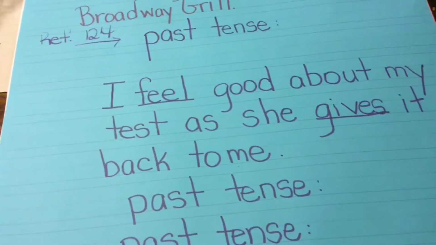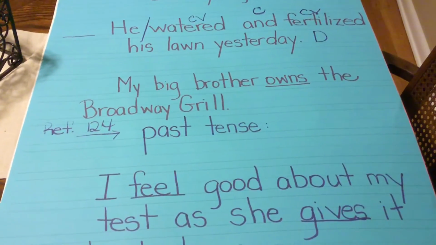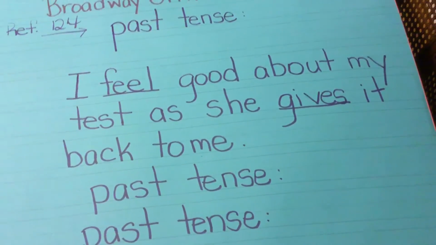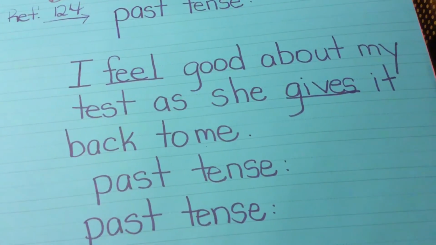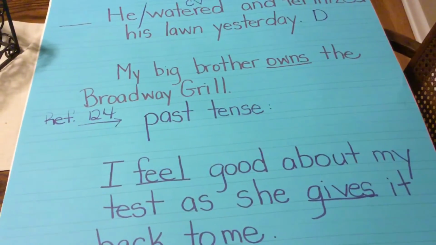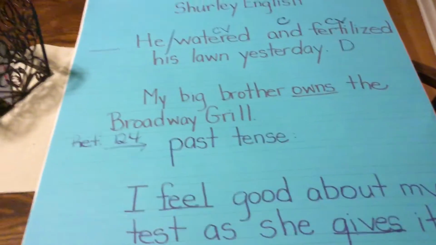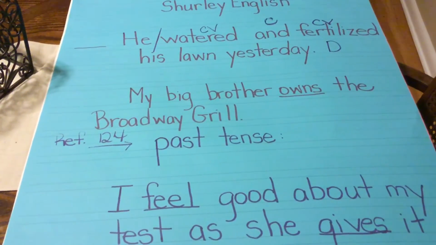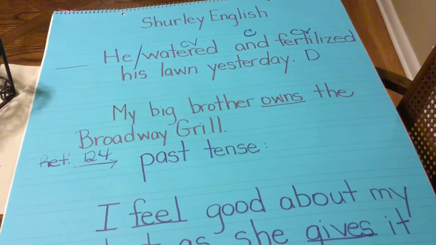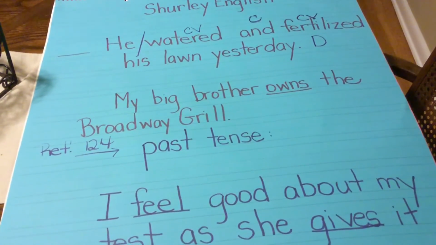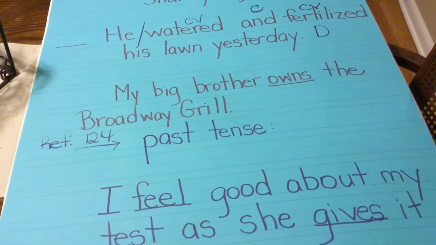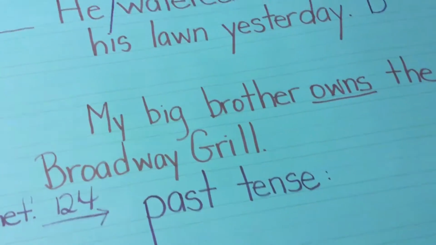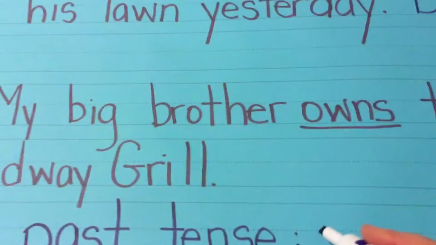Now, next one, okay? We're going to change the underlined verbs that are in present tense into past tense. We're going to do this first one together. My big brother owns the Broadway Grill. I want owns changed to past tense, so it should be, hope everybody knows, owned. My brother owned the Broadway Grill. So we're going to write owned.